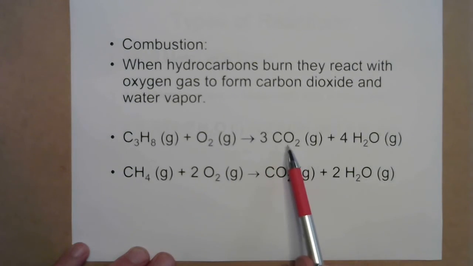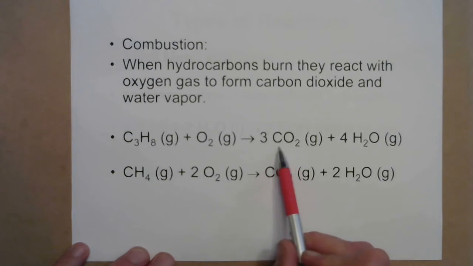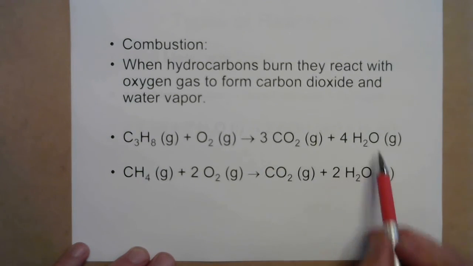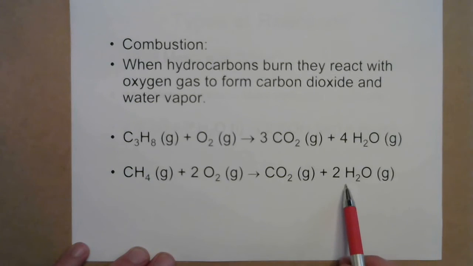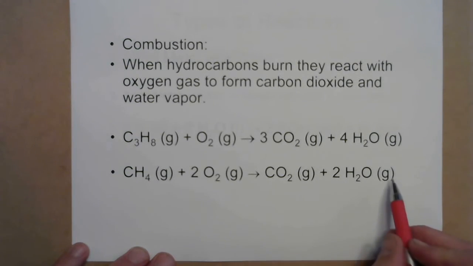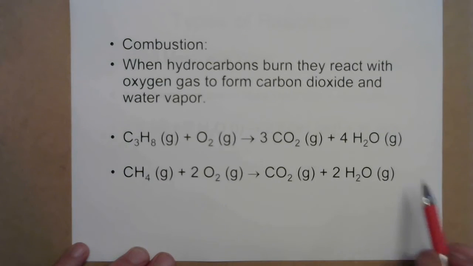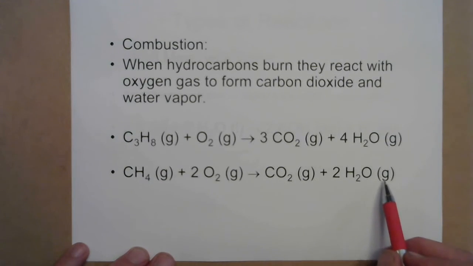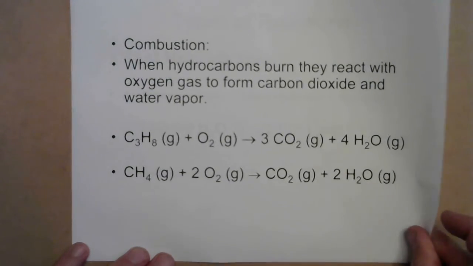And then on the product side, combustion reactions make carbon dioxide and water. Carbon dioxide and water. All your combustion reactions make those products. You don't always notice the water in a combustion reaction because it's water vapor. Since it's at a high temperature, it turns to a vapor. That's what the (g) right there is representing. So those are combustion reactions.